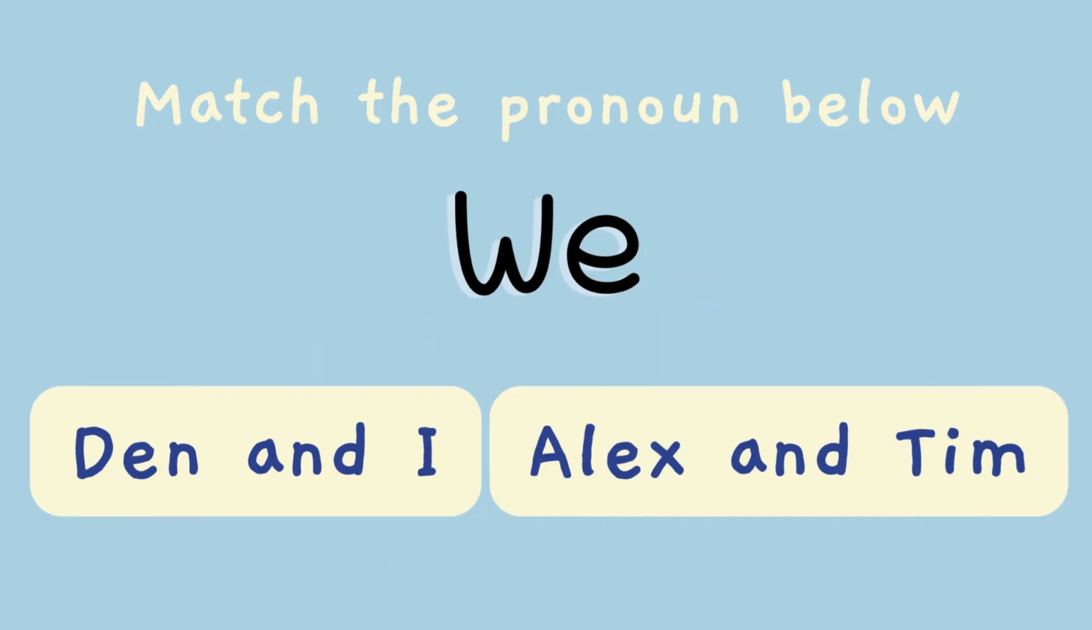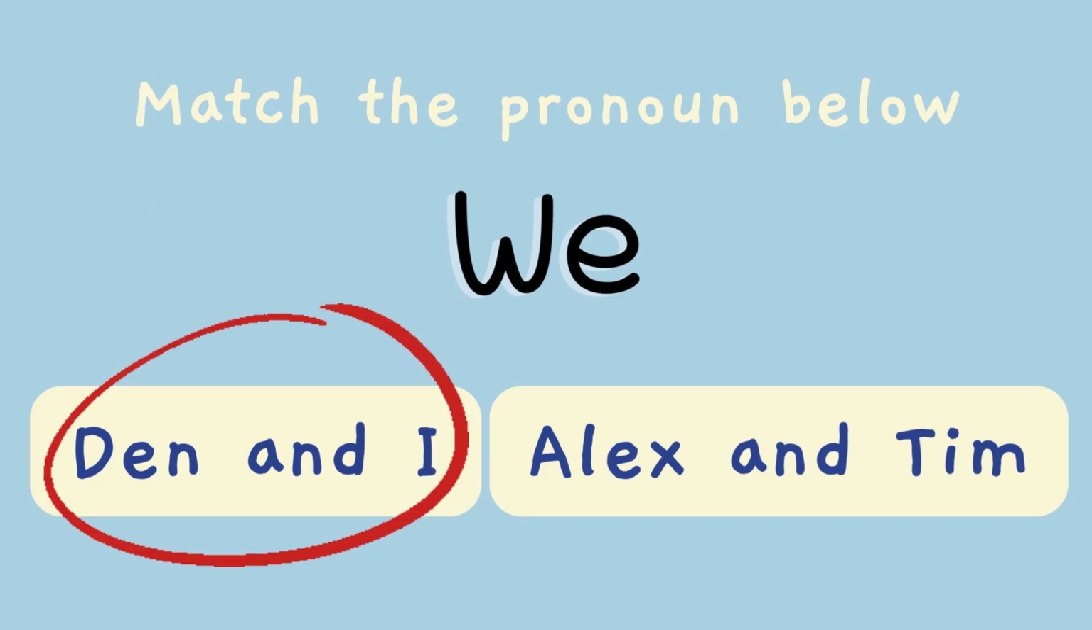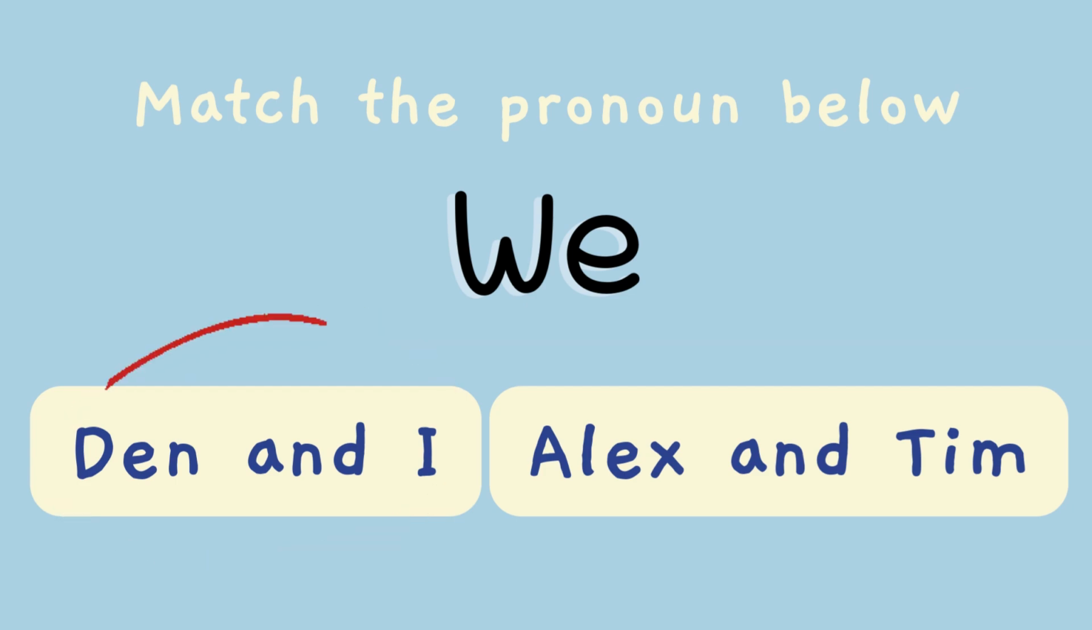How about we? Should we match we with Dan and I or Alex and Tim? Dan and I, because when we use we, it means a group of people including ourselves. So we refers to Dan and I here.